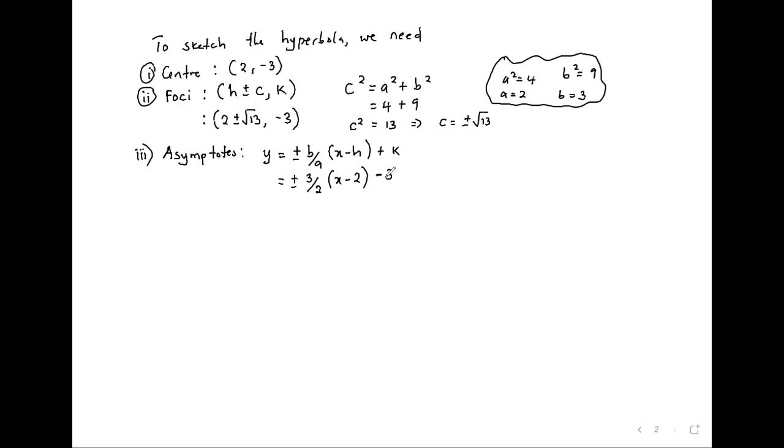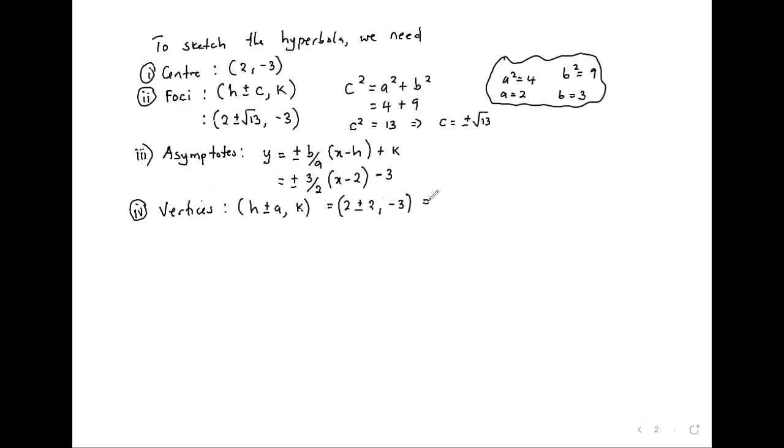The next, what do we need? We also need to know what the vertices are. So for the vertices, at least here we have less work. It is just h plus or minus a, comma k, which is 2 plus or minus 2, comma minus 3.